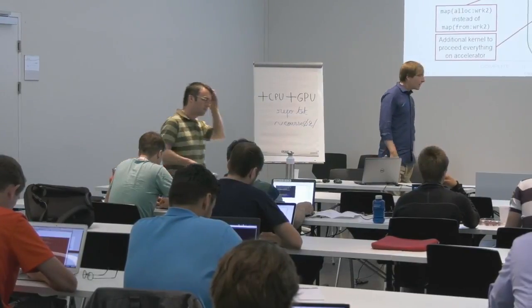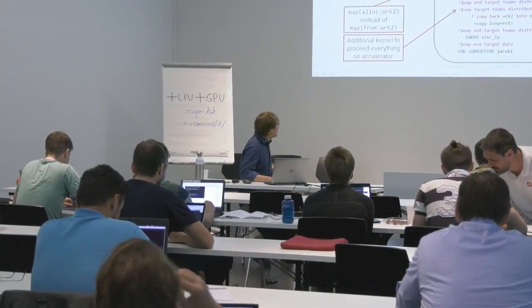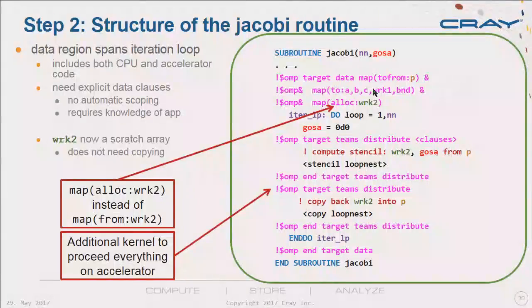In the first place, I'm asked to repeat the difference between the data region and the target team distribute, so the kernel region. So what's the difference between this directive here and the directive we put around our nested loops? The kernel itself, so the target team distribute directive with which we define our kernel, tells the compiler that in the next place some operation will follow which should be performed on the GPU. So that code should be compiled for the GPU and processed on the GPU.